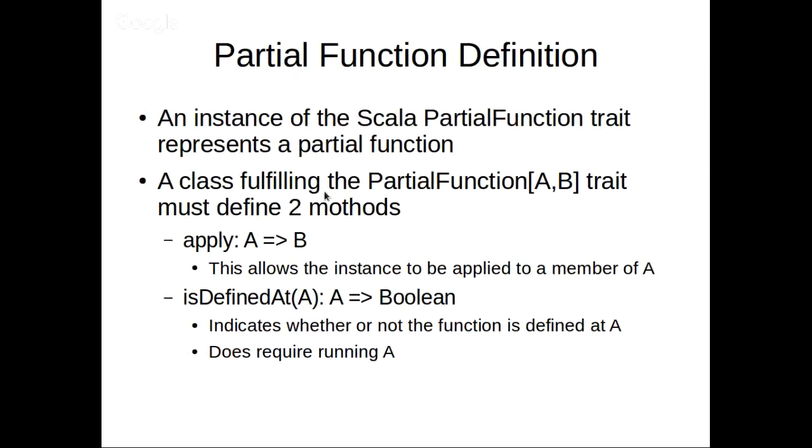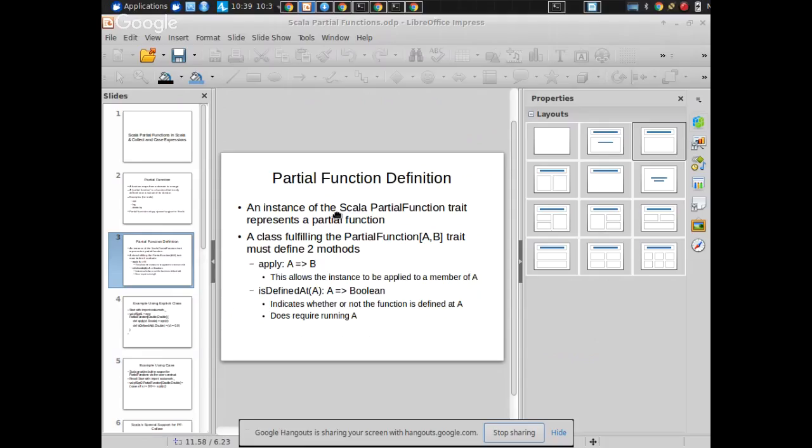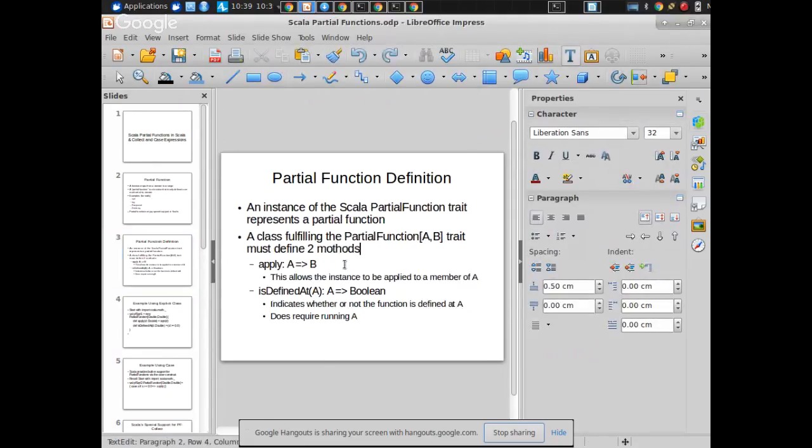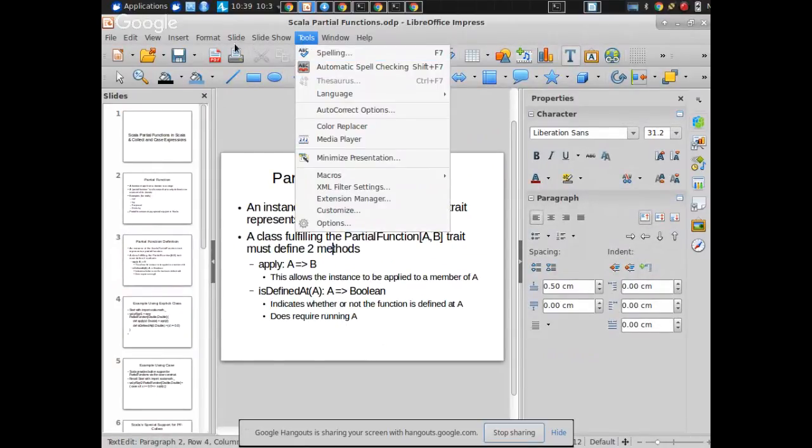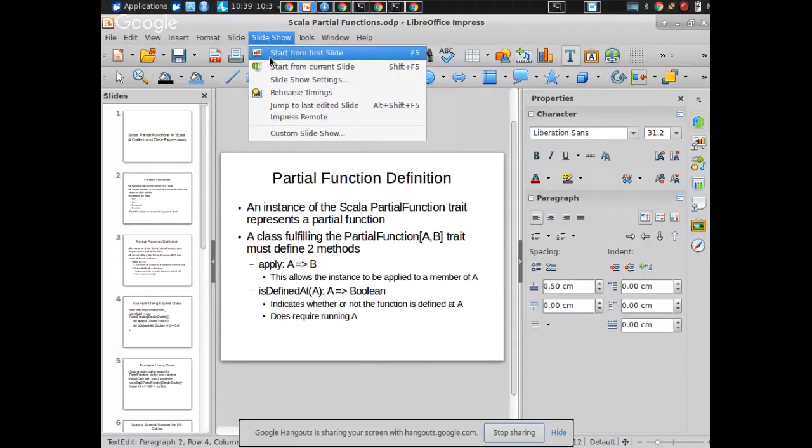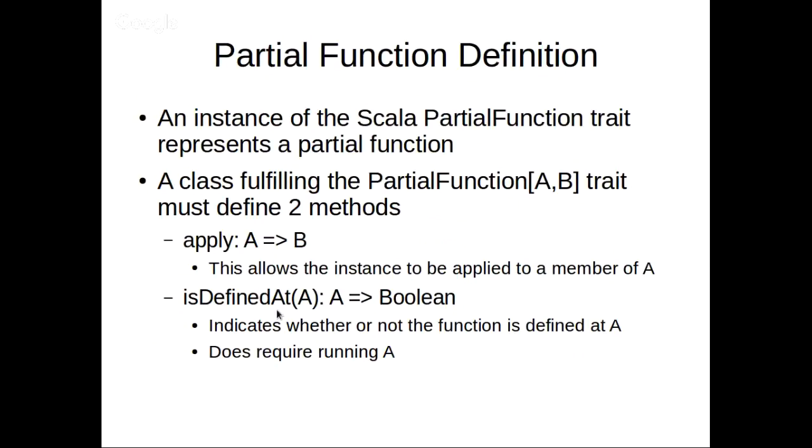Now, a class that satisfies the needs of this trait has to define 2 methods. The 2 methods it must define are apply and isDefinedAt. So the latter is probably pretty clear. Given this partial function, we could say, hey, are you defined at 0.0? Are you defined at -3? Are you defined at plus 1,000?